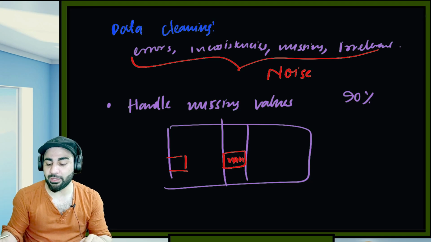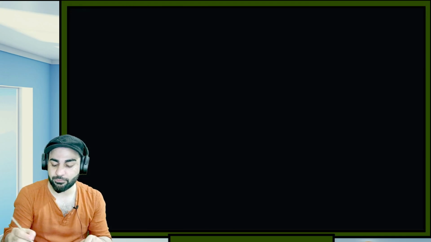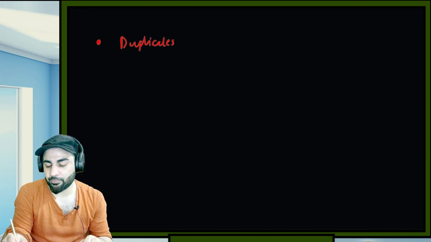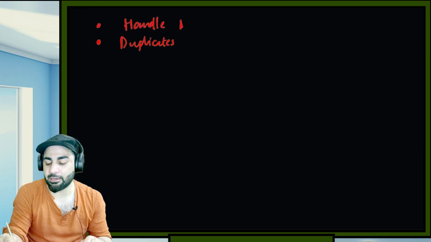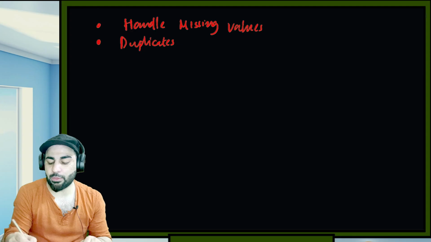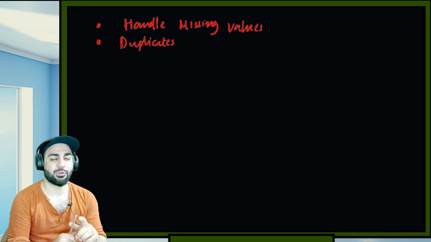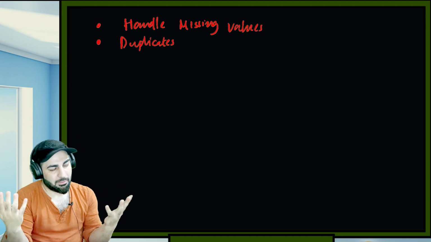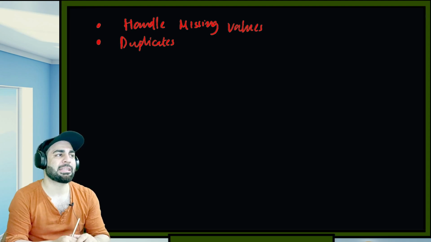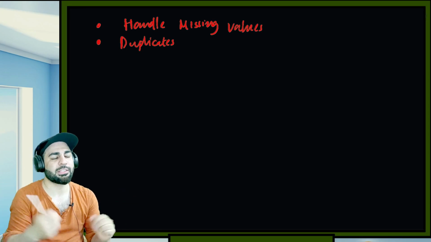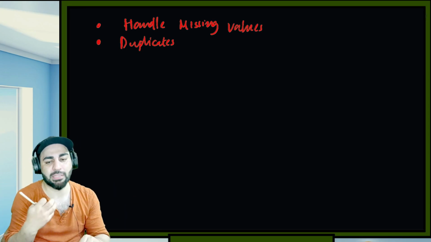And then there may be duplicates, because we are cleaning the data. I'll keep on writing it here: handle missing values. And then we have duplicates. So what are duplicates? You can have duplicate values. Sometimes we have multiple copies of the same data point. And sometimes you collected data from different sources, but you got duplications there, and you have to somehow deal with these duplications.